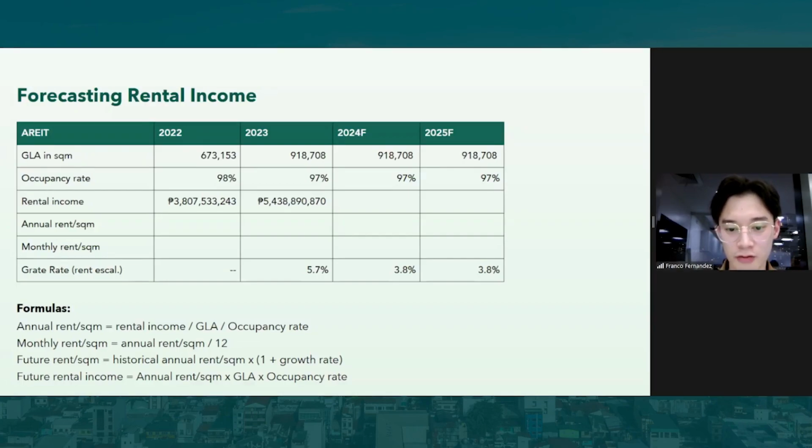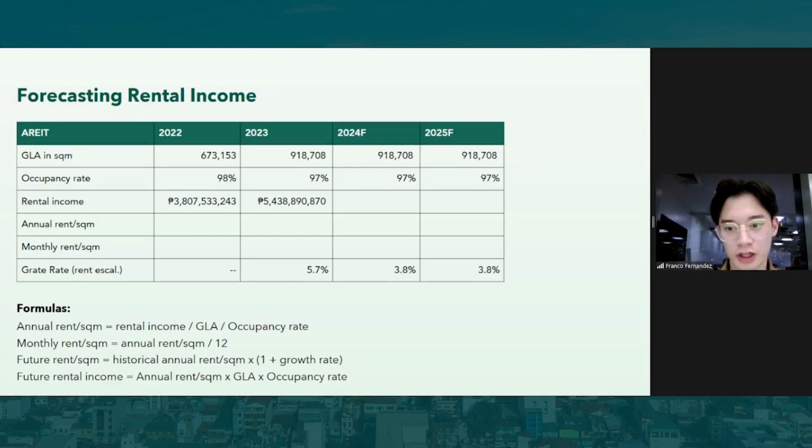Now, for the growth rate, we have the rent escalation. So for 2024 and 2025, we'll use the median average growth rate, the rent escalation of A-REIT, which is between 2.5 to 5% per annum based on some of their release agreements. So we'll get the median, which is 3.8.